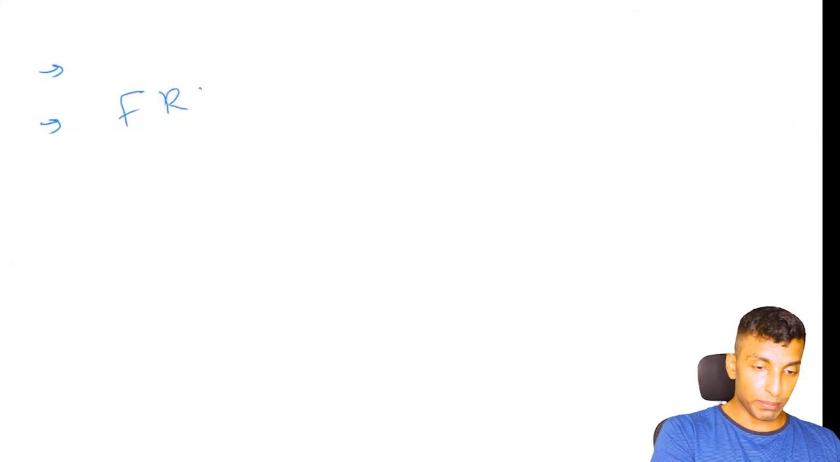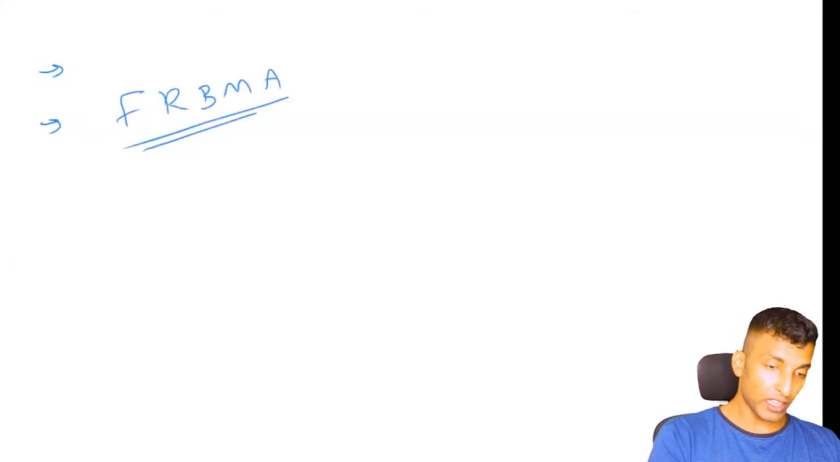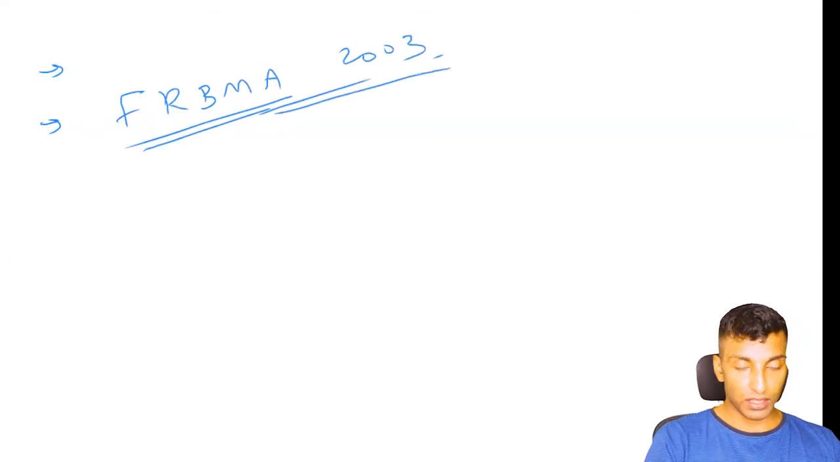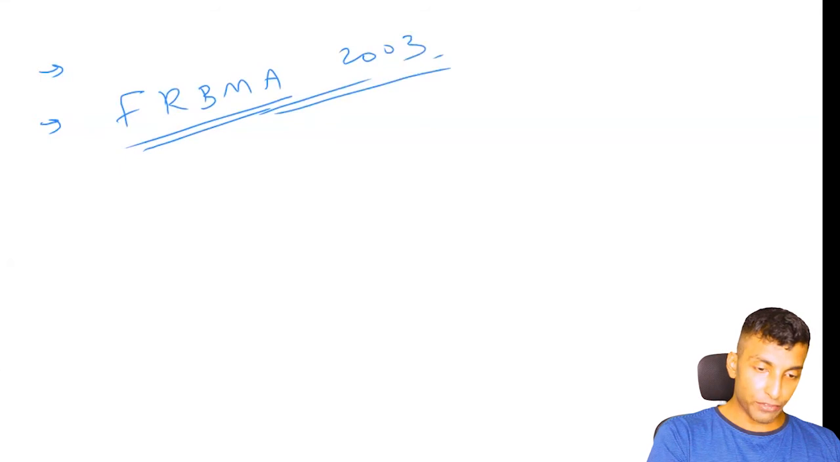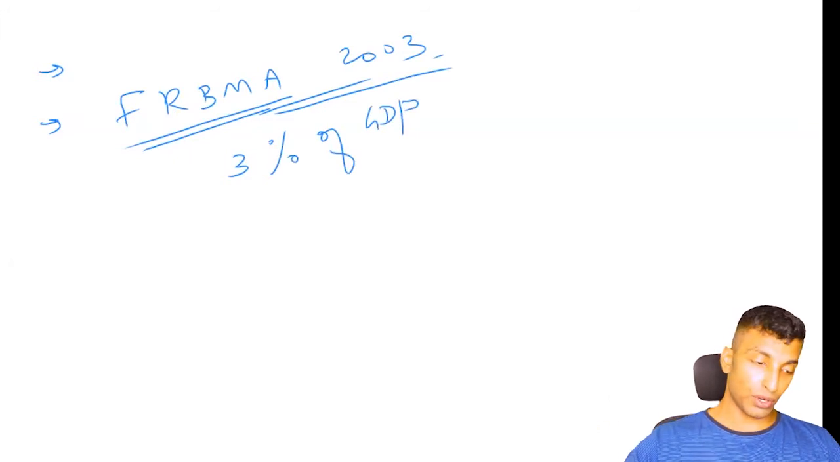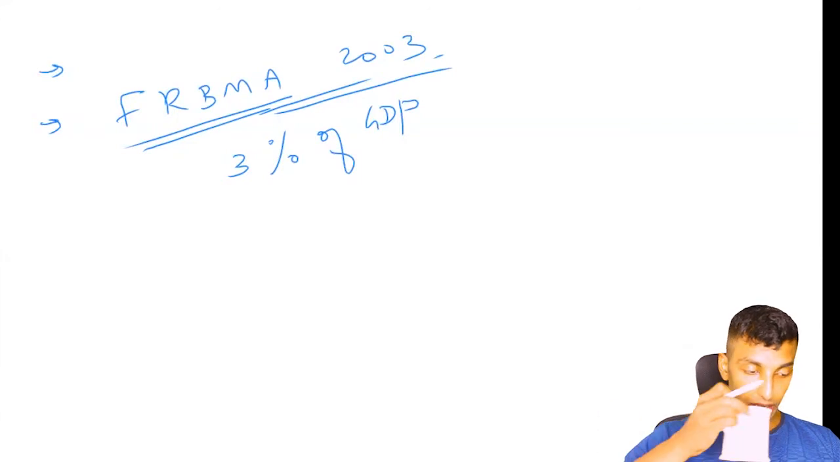Okay, one more line. This point we will discuss in detail later. We will discuss the FRBM Act. So just write one more line which is connected to fiscal deficit here. As per the Fiscal Responsibility and Budget Management Act, FRBMA 2003, the government has to reduce the fiscal deficit to 3% of GDP or less by 2008.